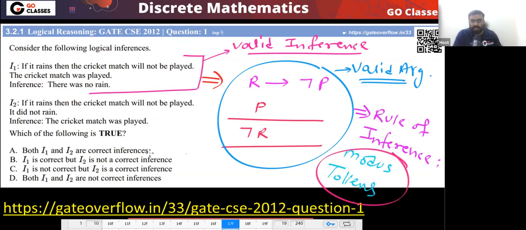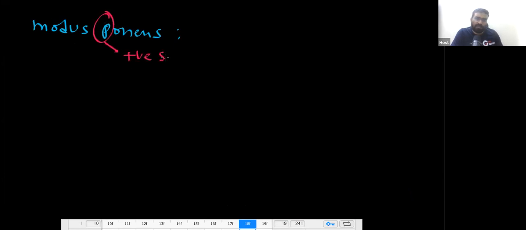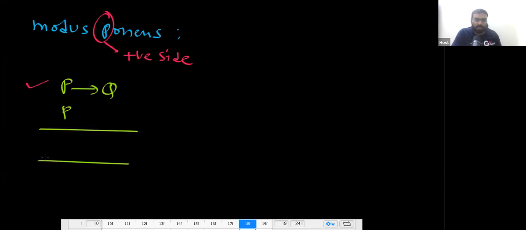What is modus tollens? Remember, there are two rules of inference: one is modus tollens, one is modus ponens. What is modus ponens? If you want to remember it, you can understand it like this: P means the positive side. P implies Q. If P happens, can I say Q will happen? Yes. So this is the positive side, and this is called modus ponens.